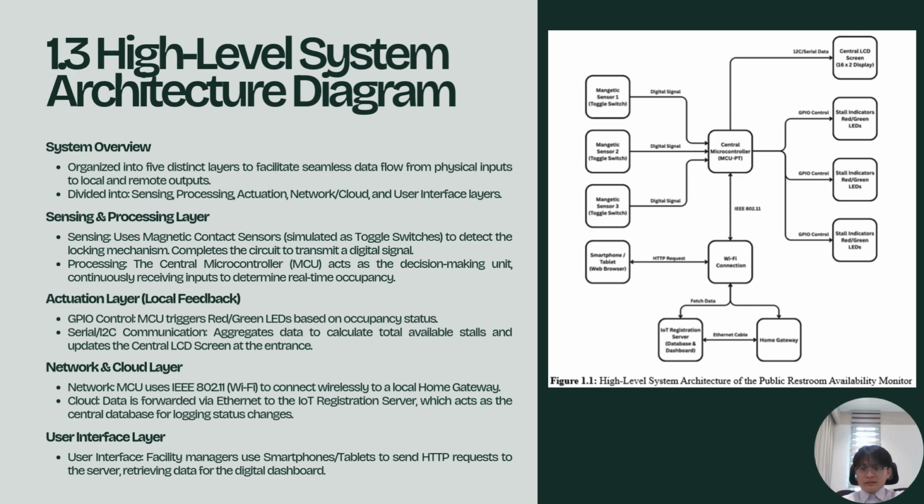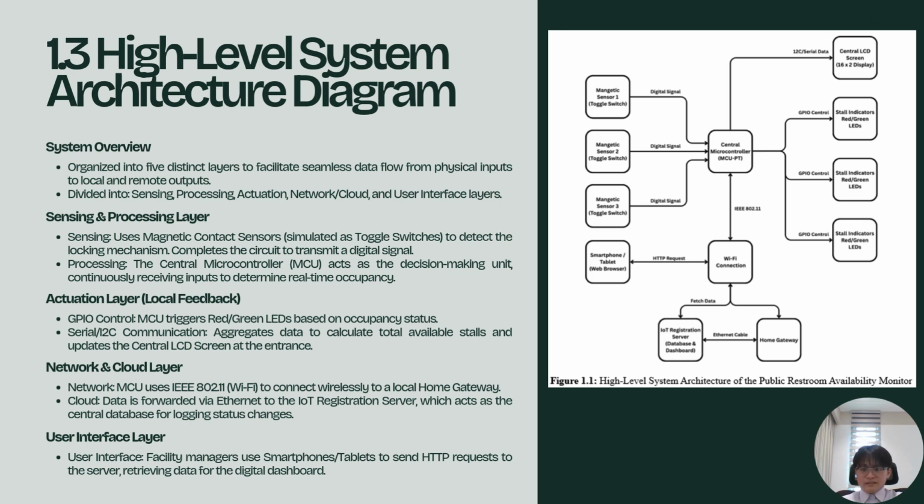Now, let us look at the high-level system architecture diagram, which is shown in Figure 1.1. To ensure the system can handle user guidance within the restroom while simultaneously processing data for remote management, we organize the architecture into 5 different layers. This layered approach facilitates a seamless flow of data from physical input to the final outputs.